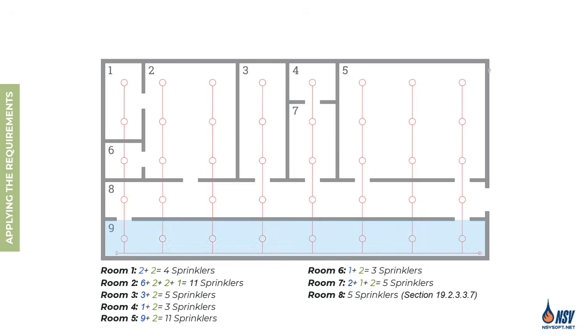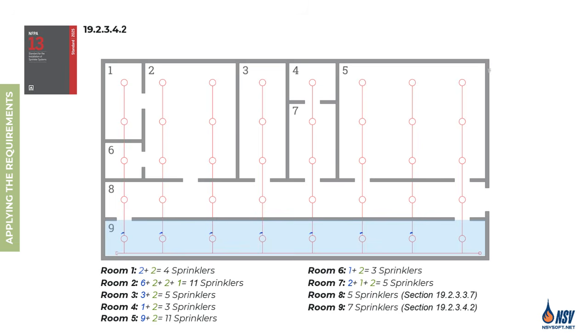For room 9, section 19.2.3.4.2 states that when an area is protected by a single line of sprinklers, the design area must include all sprinklers on that line up to a maximum of 7. It should be noted that corridors with a single line of sprinklers are limited to a maximum of 5 sprinklers because corridors typically contain minimal combustible materials to support safe evacuation. However, long rooms with a single line of sprinklers have a higher fire load, so a total of 7 sprinklers must be considered.